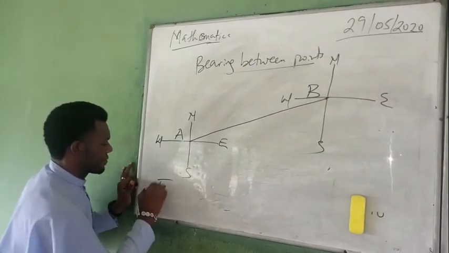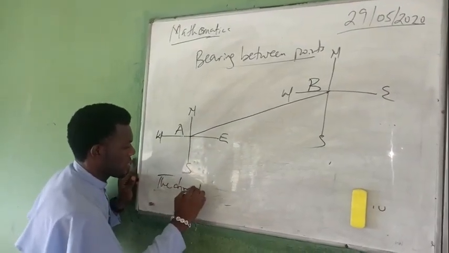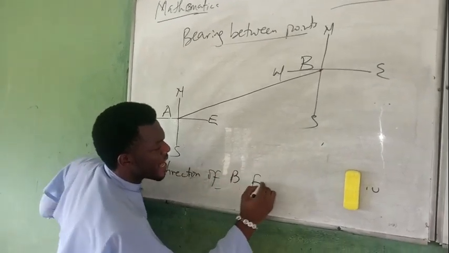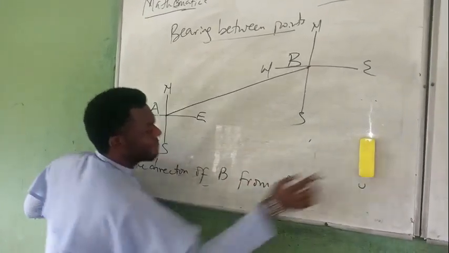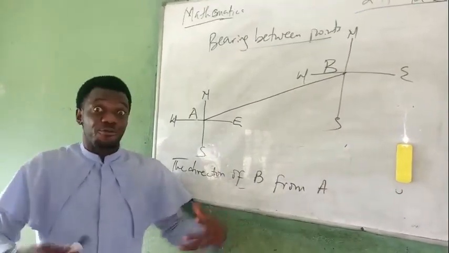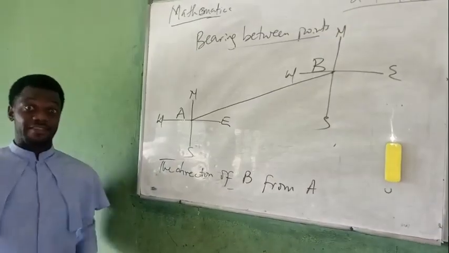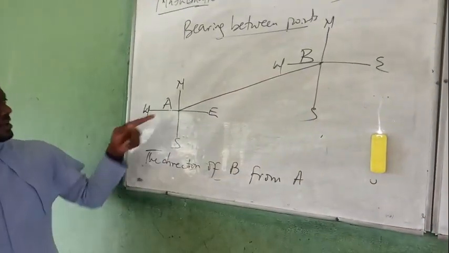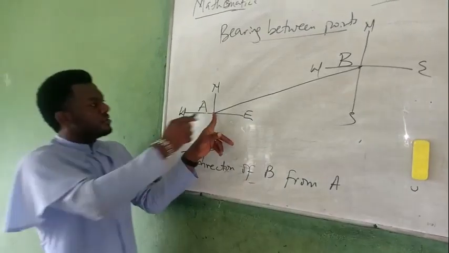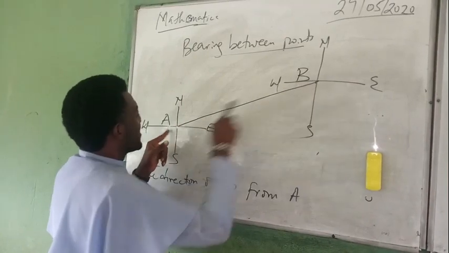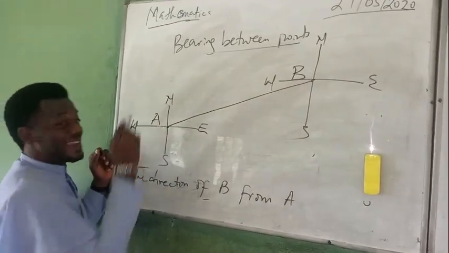The direction of B from A. Take note of this, from A. So when they say from A, it means that you are at a point A. What you want to know is the direction of B from A. Now, at a point A, drawing this line to the point B at the center. These 2 points are connected at the center.